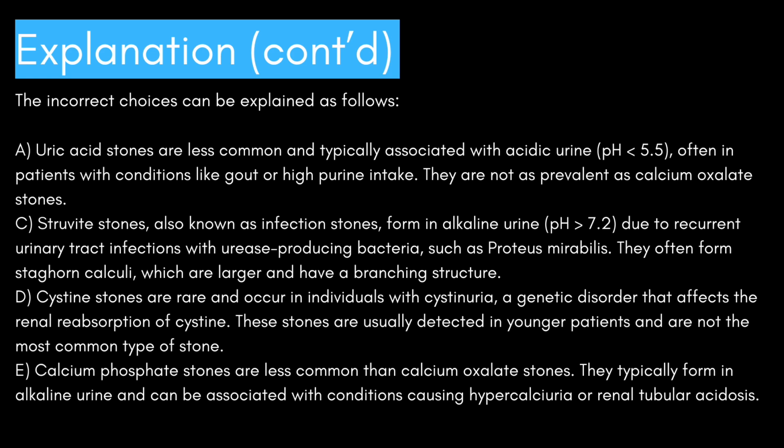D. Cystine stones are rare and occur in individuals with cystinuria, a genetic disorder that affects the renal reabsorption of cystine. These stones are usually detected in younger patients and are not the most common type of stone. E. Calcium phosphate stones are less common than calcium oxalate stones. They typically form in alkaline urine and can be associated with conditions causing hypercalciuria or renal tubular acidosis.